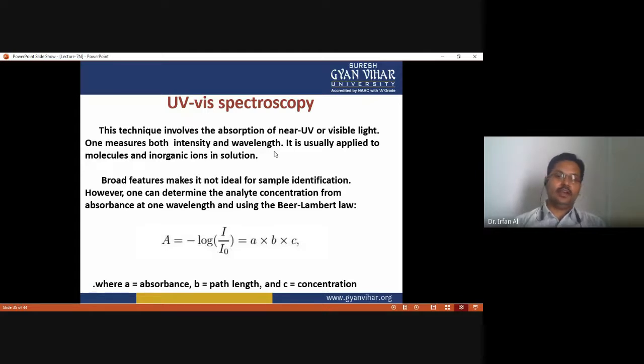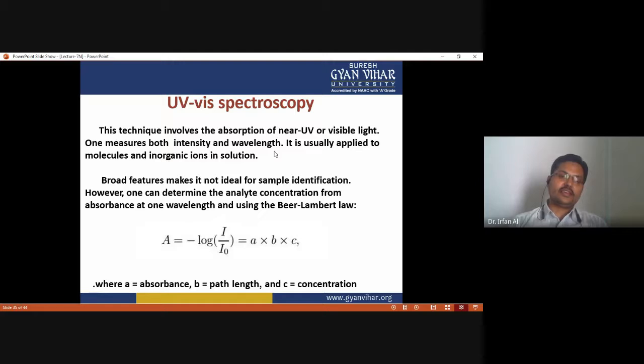and this absorption of light is directly proportional to the concentration of the substrate. So that's why we can analyze the concentration of the given substrate, as absorption is directly proportional to the concentration. A directly proportional to the concentration, and A equal to alpha into b into c, where A is the absorbance, b is the path length, and c is the concentration. This alpha is the absorptivity constant.